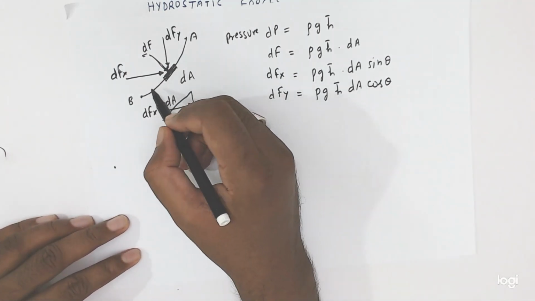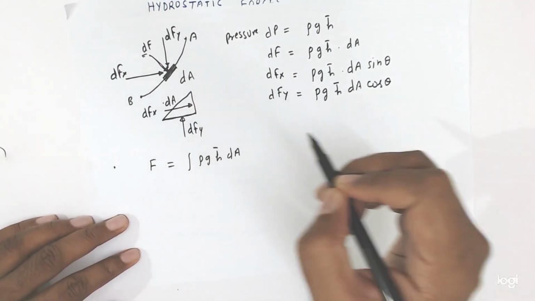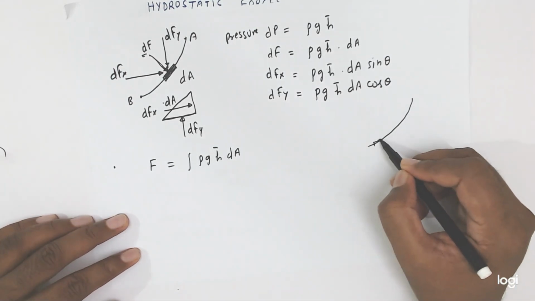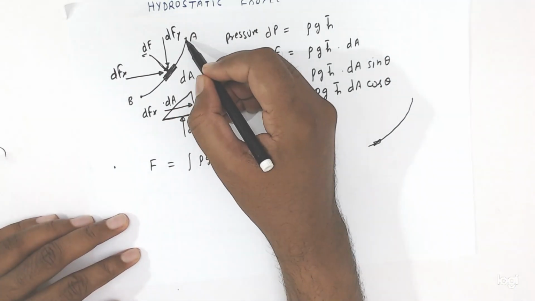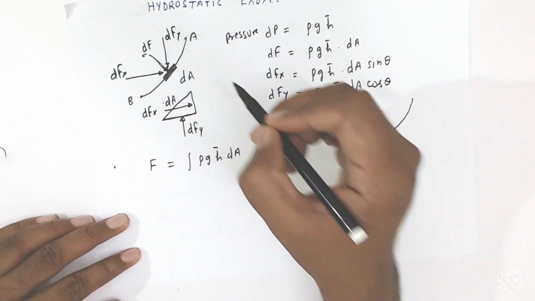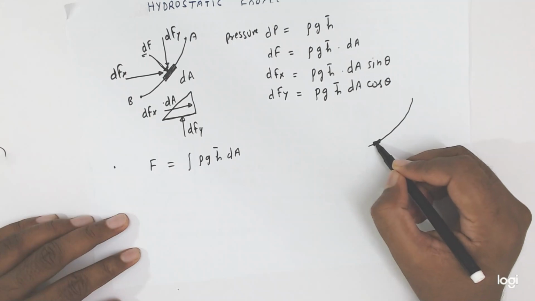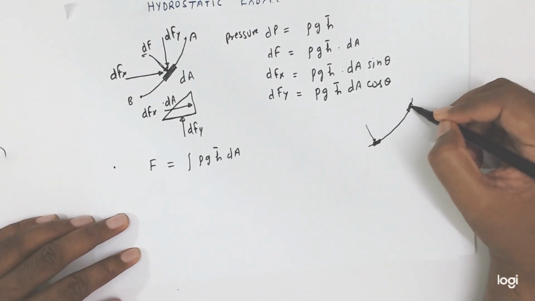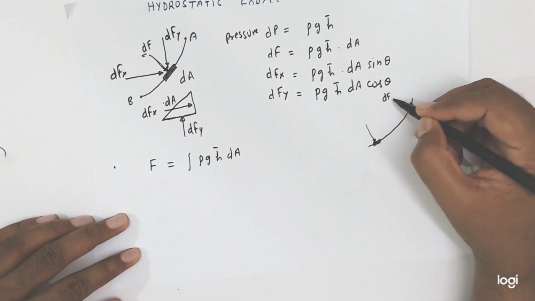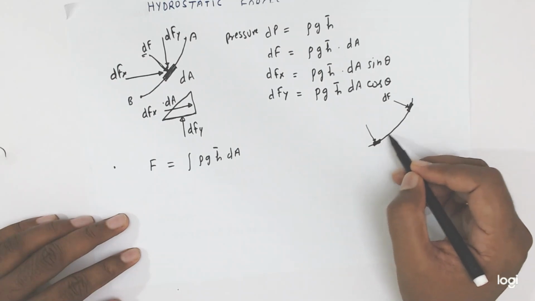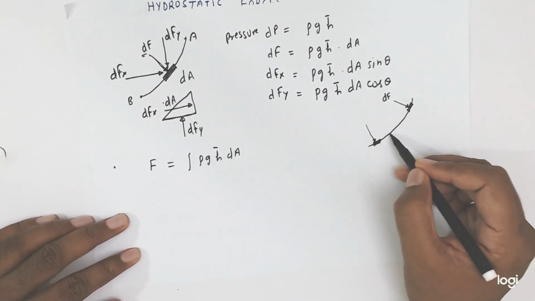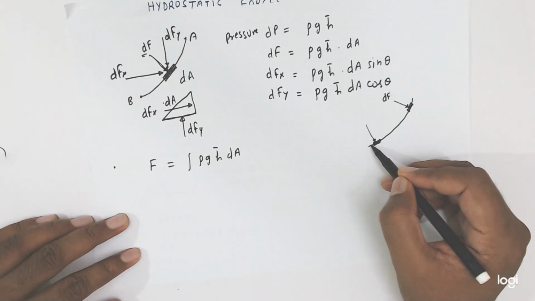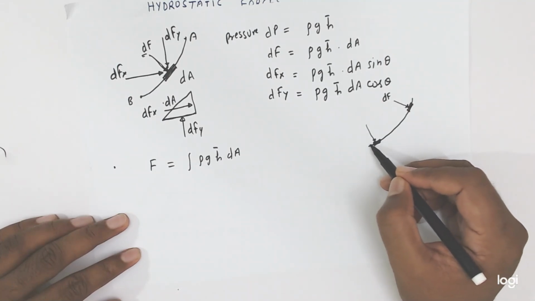But here you see one important point: integration is impossible on the curved surface. Why? Because if you take an element at this point, the normal force direction is like this, and if you take an element at this other point, the direction of force is in this direction. Okay friends, so the direction is changing, so it is impossible to integrate on the curved surface.